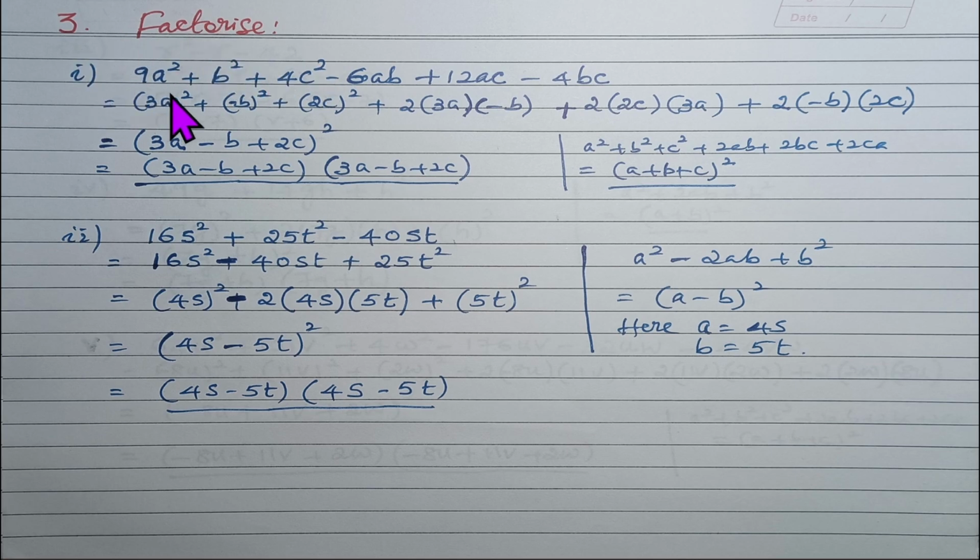Now coming to the next example, that is the third example, that is factorize. Again here we have got 9a square plus b square plus 4c square minus 6ab plus 12ac minus 4bc. Now if you look at this, we have three square terms here, 9a square, b square and 4c square. Therefore very clearly it is (a plus b plus c) whole square form. But we have to identify whether these three terms are the same.